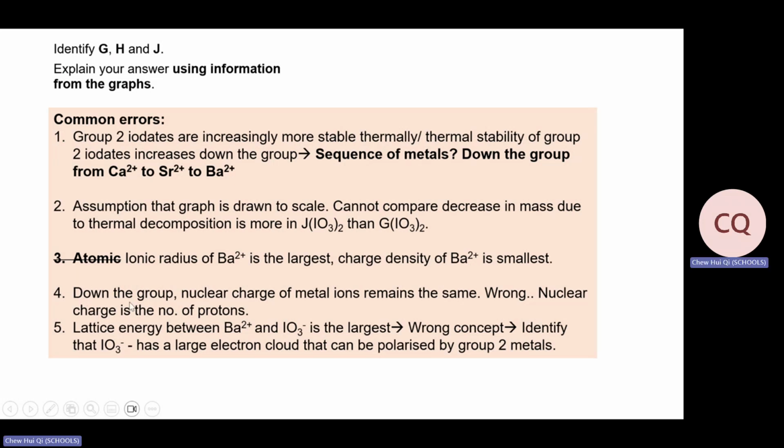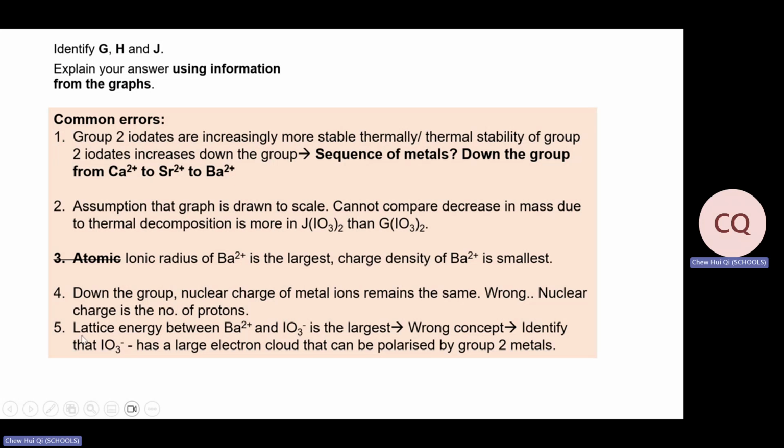Fourth error. Down the group, the nuclear charge of metal ions remains the same. Not true, right? Guys, what is nuclear charge? The number of protons. So down the group, the charge of the metal ions, I think this is what you want to say, remains at +2, not the nuclear charge.